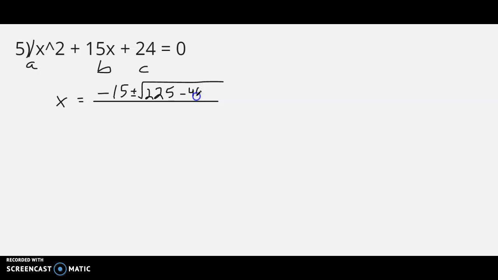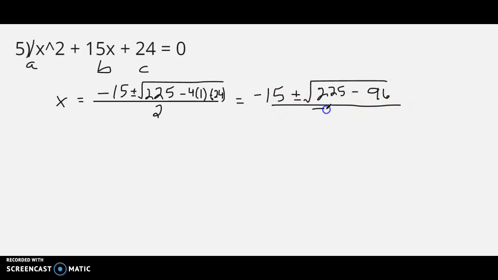Minus 4 times A times C. C is a positive 24, mind you. 2 times A is just 2 times 1, which is 2. Alright, I'll do an extra step here just to show all this work. Inside the radical there, we have 4 times 24, which is 96. So we're going to have negative 15 plus or minus the square root, 225 still there, minus 96, all over 2.